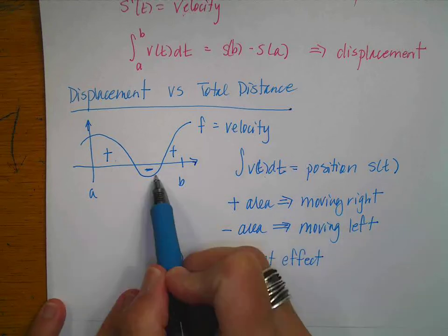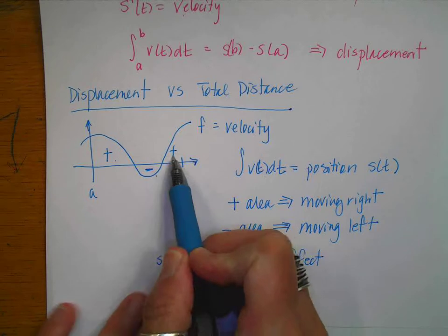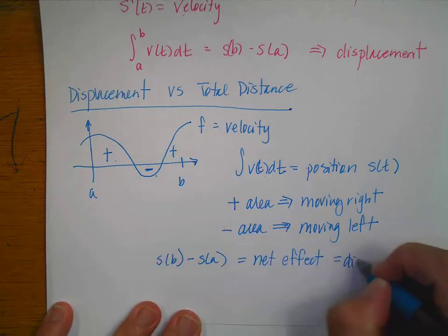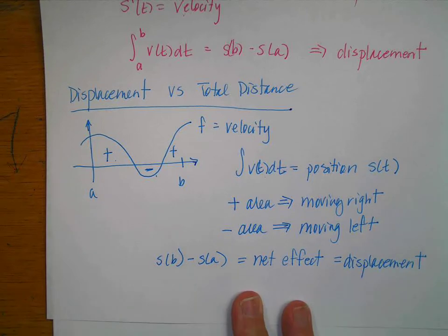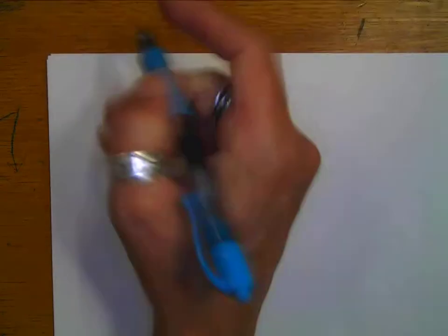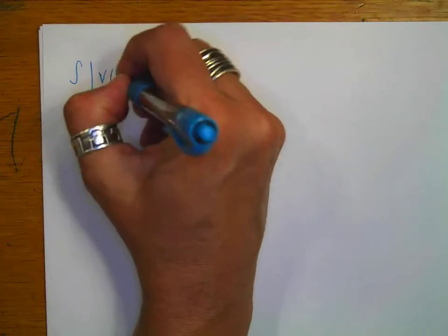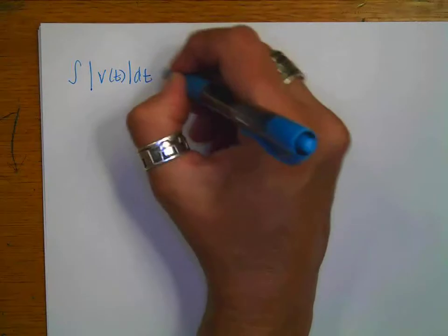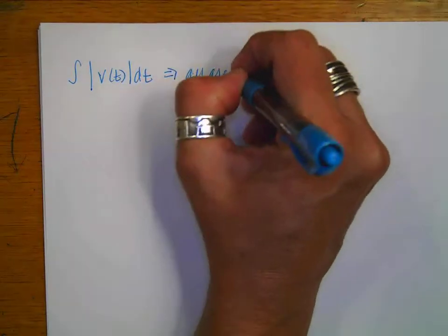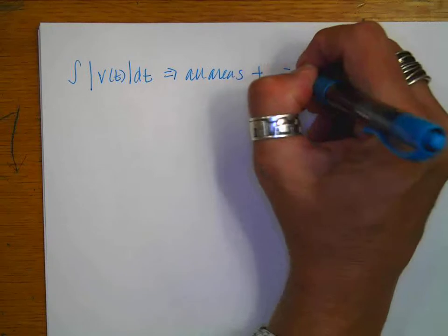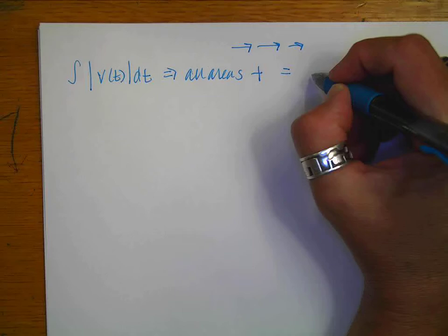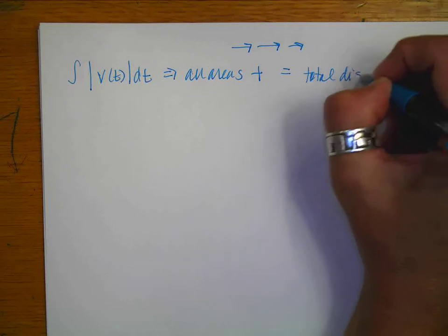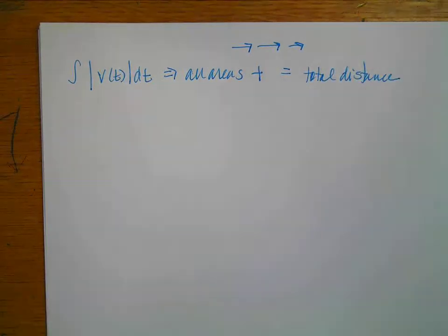So that means that I went to the right a little bit, I went to the left a little bit, and then I went back to the right a little bit. So the net effect is called displacement. Now we're going to talk about this same situation, and if I took the integral of the absolute value of velocity, dt, that means now that all of the areas are positive, which means I went to the right, I went to the right, I went to the right, so this is total distance.